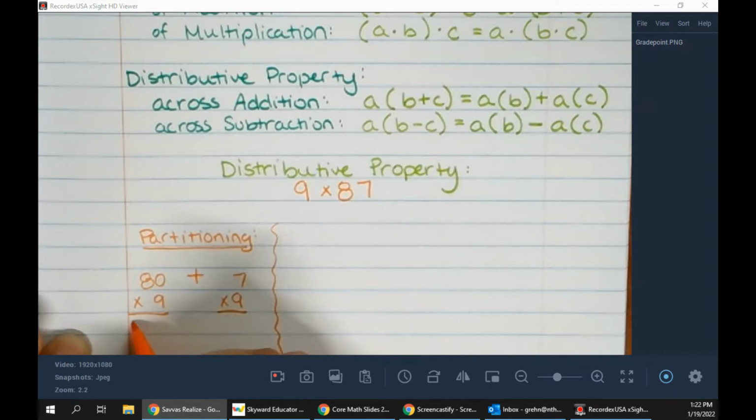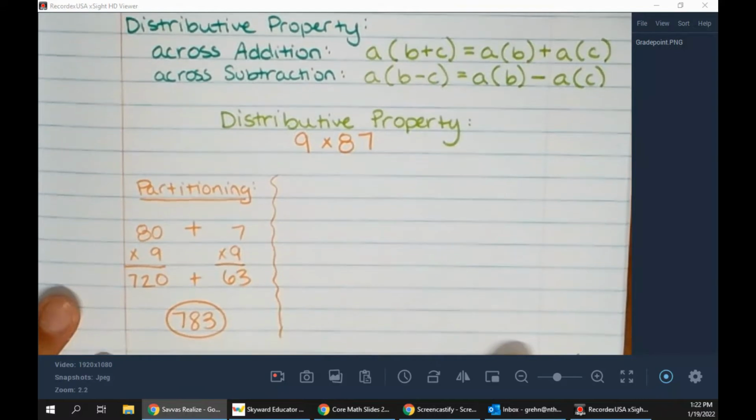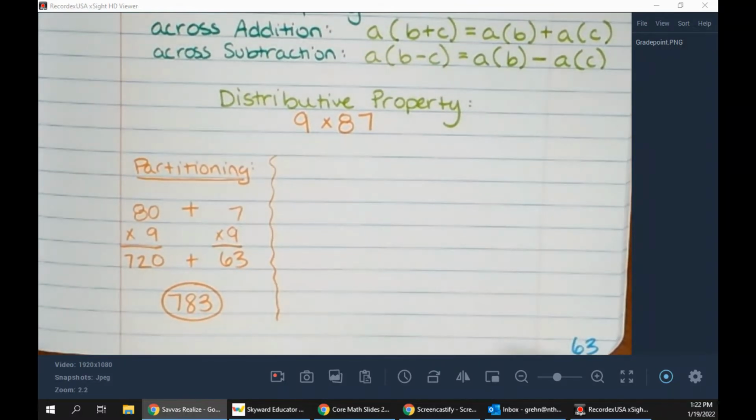So 80 times 9 would give us 720. 7 times 9 would give us 63. And then we can just add those together to get 783. So that's partitioning. That's one strategy to make this a little bit more mental math.